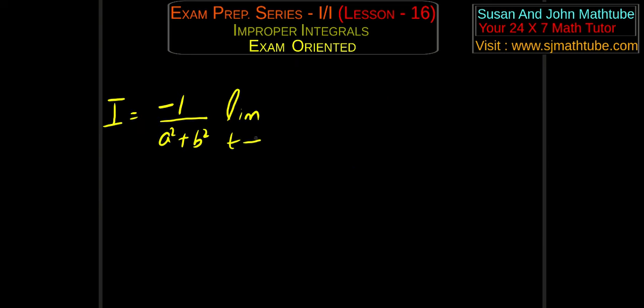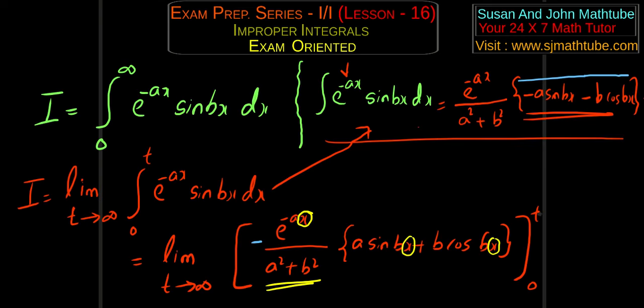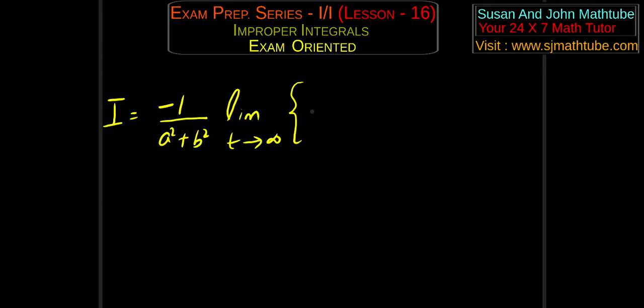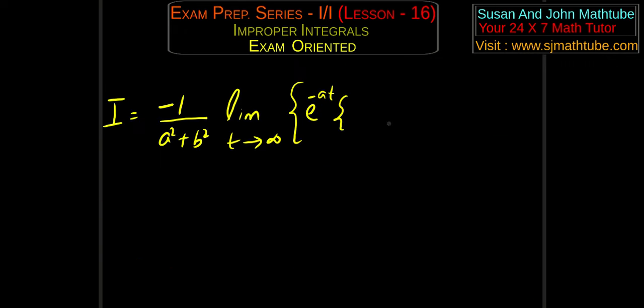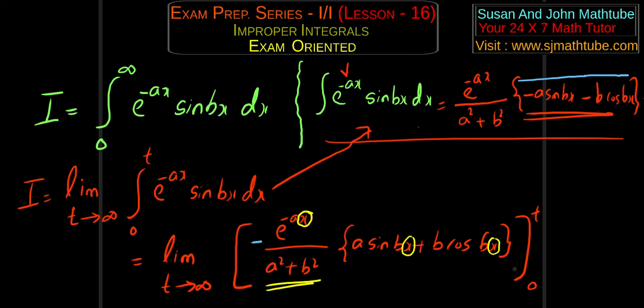Limit t tends to infinity. Okay, plug in time. So I want you to plug in the upper limit: e power minus at, a sin bt plus b cos bt. Okay, now you plug in the lower limit.